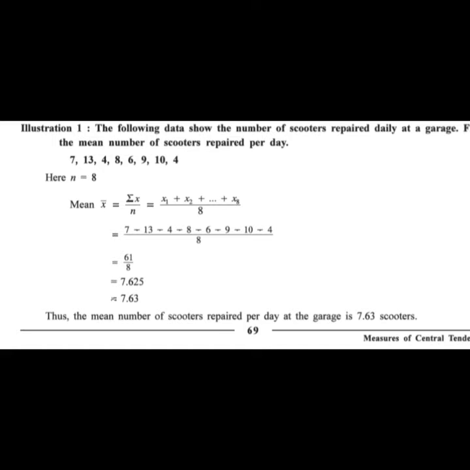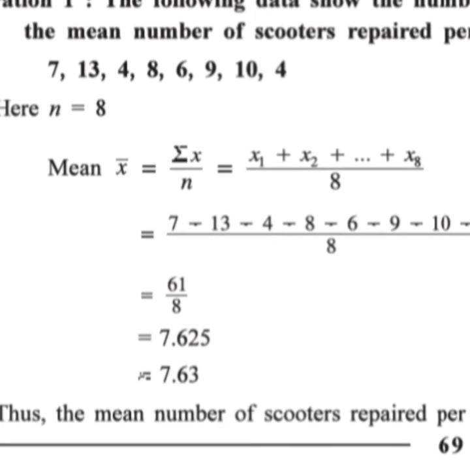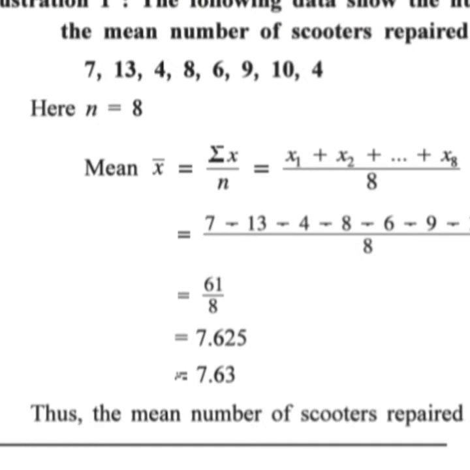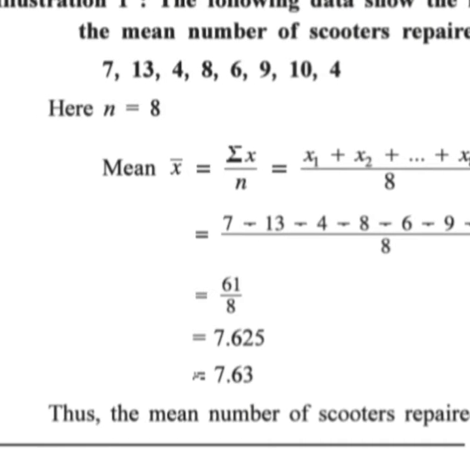What we need to find is, on an average, per day how many scooters are being repaired. Over here you would find, children, they have given 8 values, so our n becomes 8. They have given that on the first day 7 scooters are repaired, second day 13 scooters, third day 4 scooters, then 8, 6, 9, 10 and 4 scooters. That is, in 8 days, a different number of scooters are being repaired.